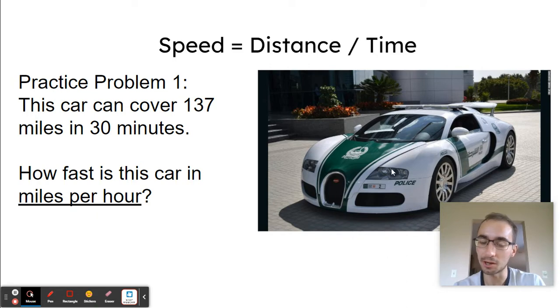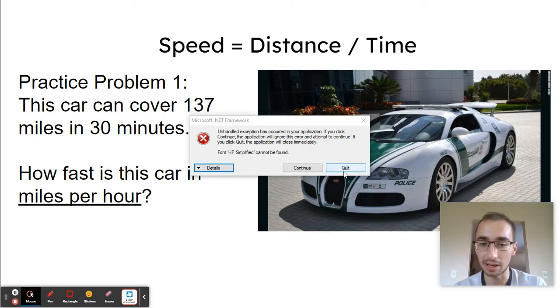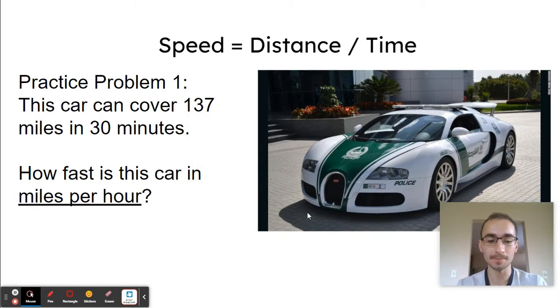This car, a Bugatti in Dubai, can cover 137 miles in 30 minutes. How fast is this car in miles per hour? Okay, pause the video now. Try and do it yourself. Hint: I gave you the time in minutes, but I asked you how fast it is per hour, so you'll have to do a little conversion. Hopefully you notice 30 minutes is half an hour. So you divide 137 by 0.5.